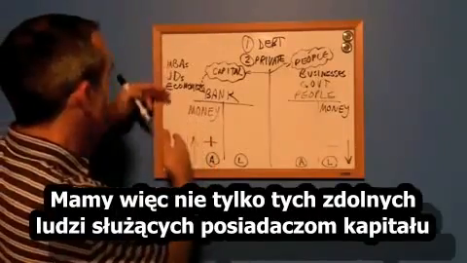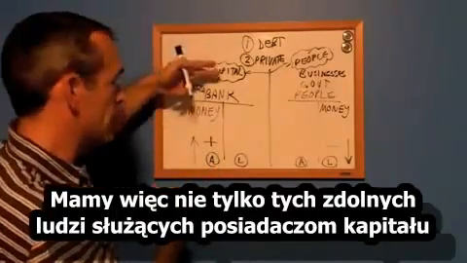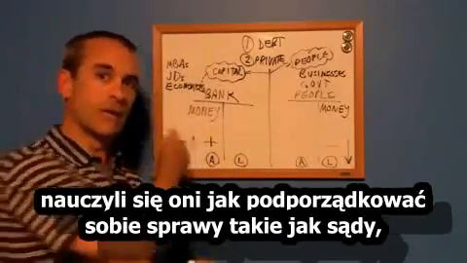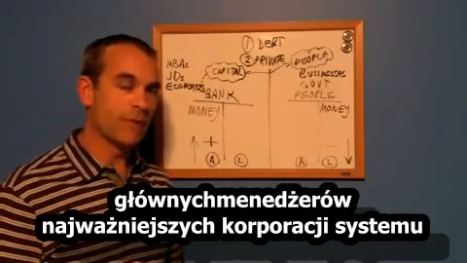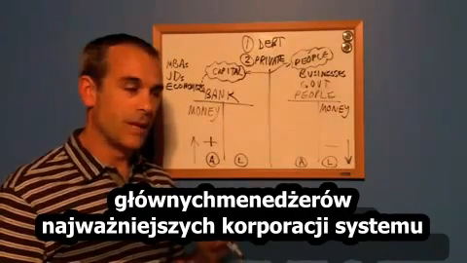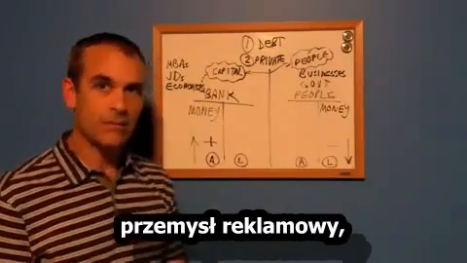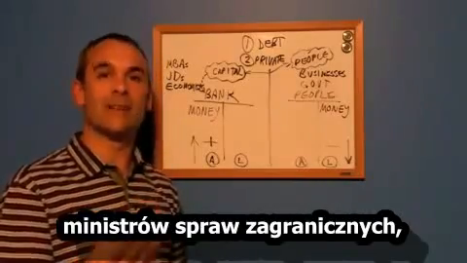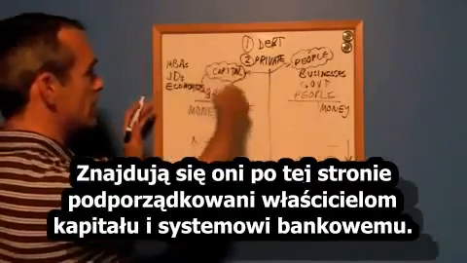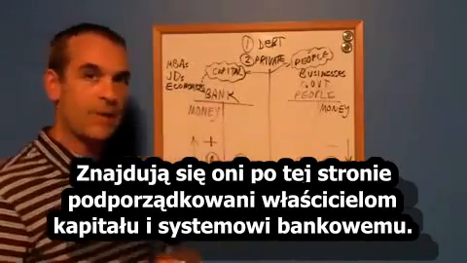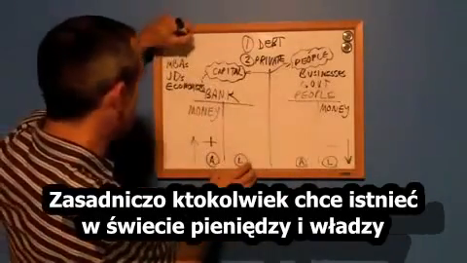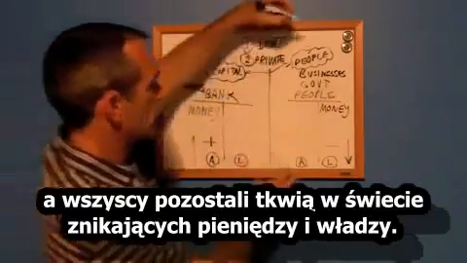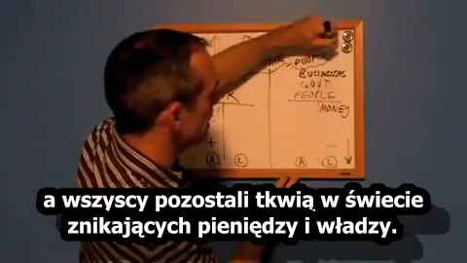So not only do you have these really driven, really smart people serving the private capital holders, so it's a really powerful system, they've also learned how to get things like courts over here. The top corporate officers in the system. Advertising. Top politicians, people like the president, the treasury secretary, the secretary of state, secretary of defense. They're all kind of over here aligned with the capital holders and the banking system. Basically, whoever wants to be in the world of money and power, they're over here. And everyone else is stuck in the world of diminishing money and diminishing power.